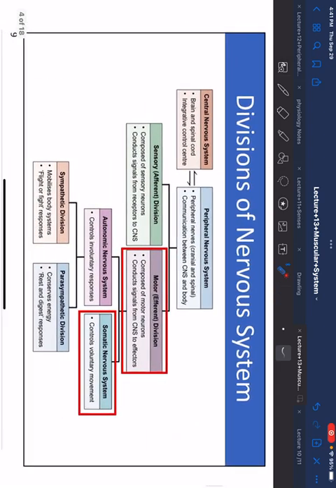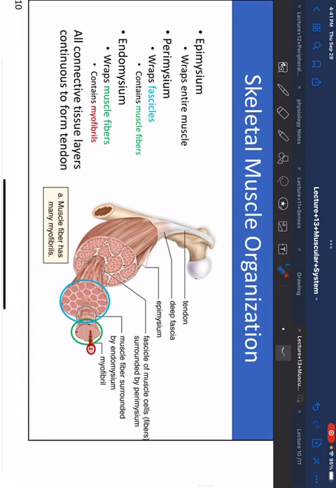So, skeletal muscles, they control voluntary actions of your body, and thus they're a part of your somatic nervous system. And if we look at this whole entire muscle organ, maybe let's just say this is your biceps muscle, for example, it's divided into many layers. So this outer wrapping is known as epimysium. It's a connective tissue that wraps the entire muscle organ.